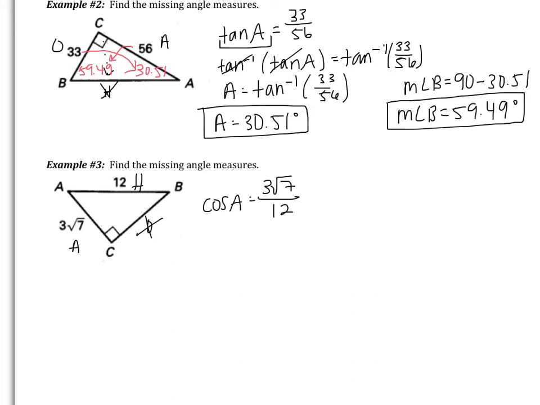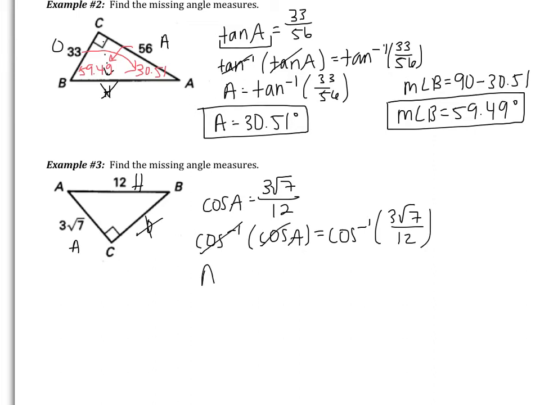is the hypotenuse. Remember that I have to take the inverse in order to break up the cosine and the A. If I take the inverse on the left side, I got to take it on the right side as well. Inverse and normal cosine just cancel each other out. So I'm left with angle A is the inverse cosine of 3 root 7 over 12.